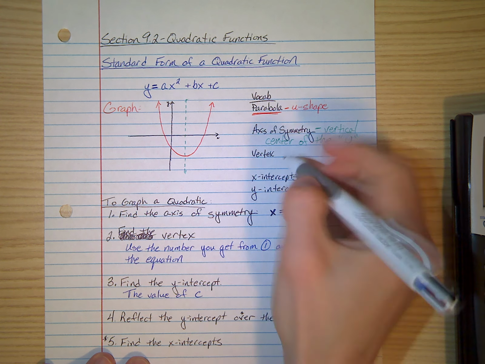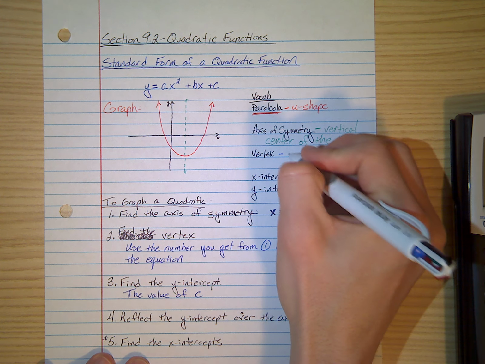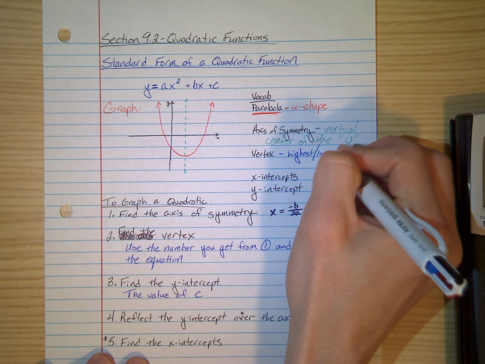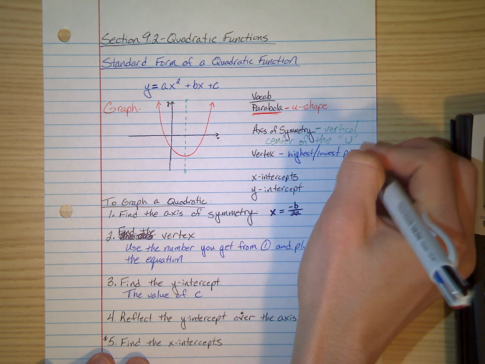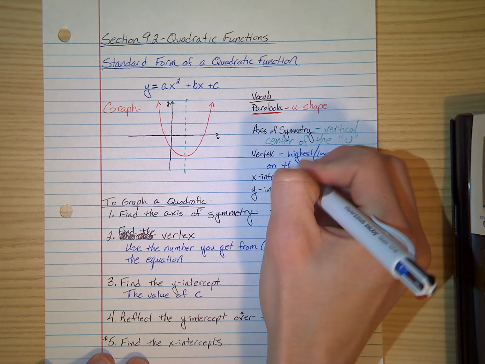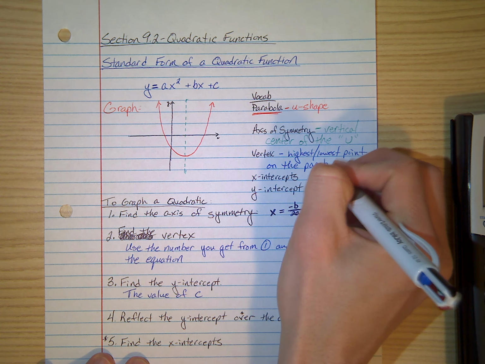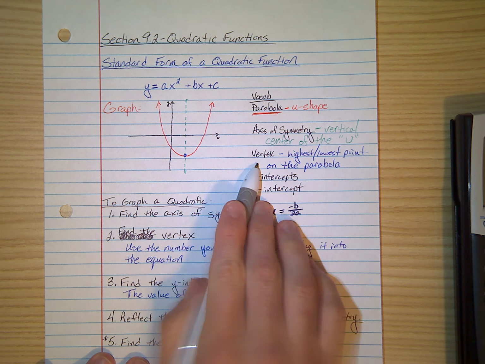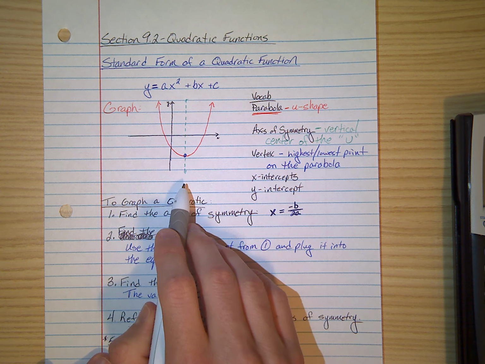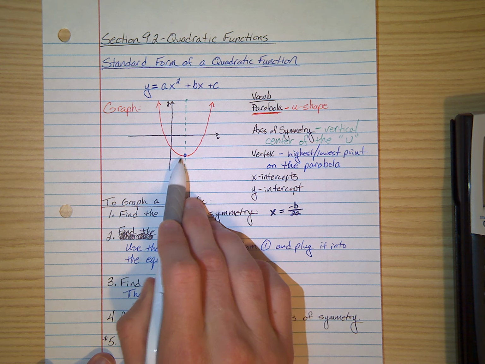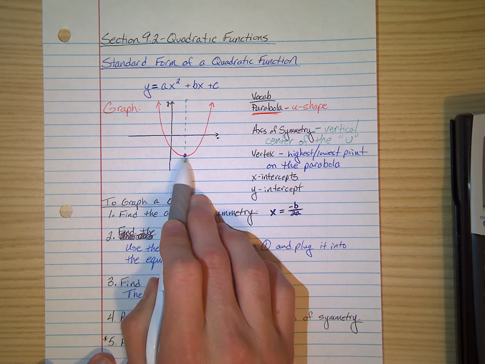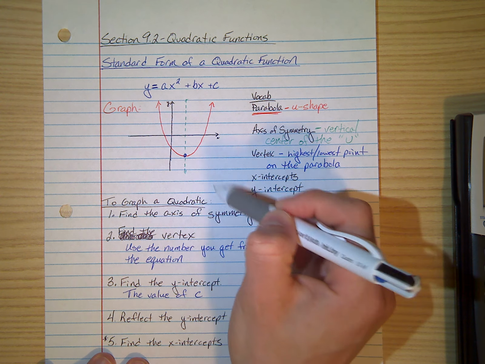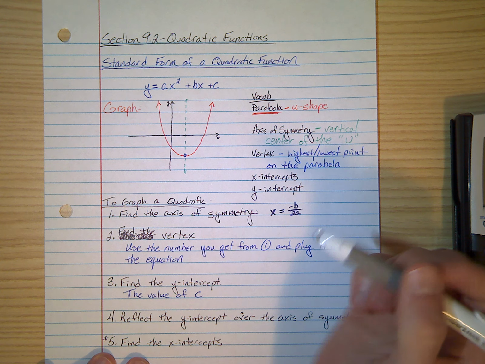Okay, the vertex is the highest or lowest point on the parabola. Okay, in this example, it's right here. The vertex is on the axis of symmetry. There's only one of them. Okay, so that's the point that's either going to be, in this case, the lowest because the parabola opens up. If the parabola opened down, then that would be the highest point.